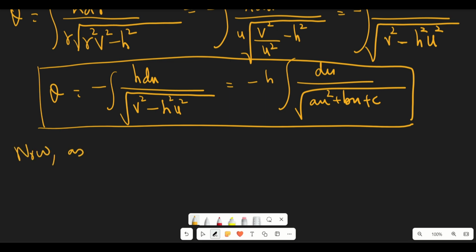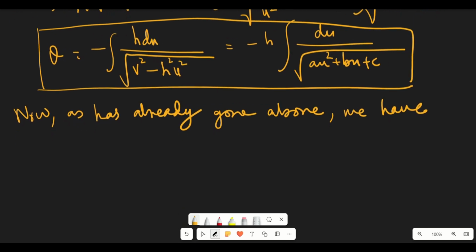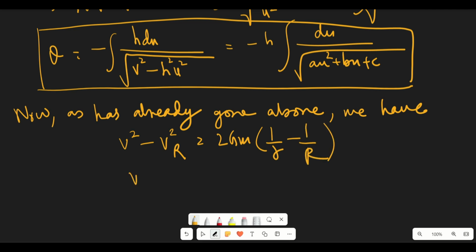Now, as has gone above, we have v square minus v square r is equal to 2 gm, 1 over r minus 1 over r. V square is equal to v square r plus 2 gm.